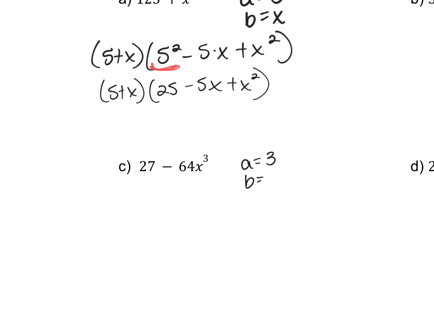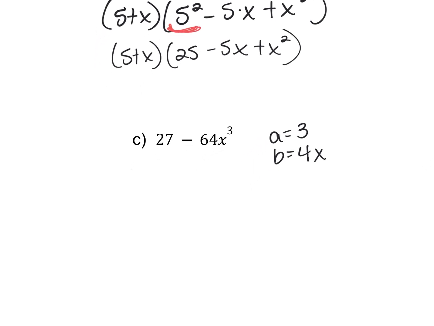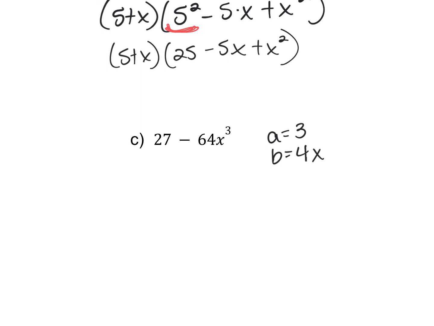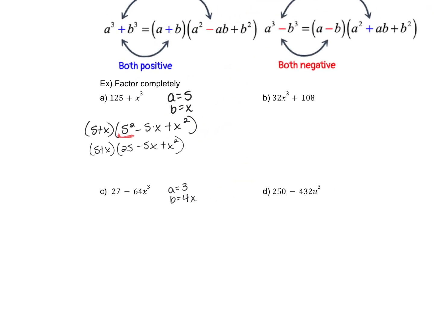Some of you may be tempted to say 8, but we're in cube rootville, so we're not talking about square roots. It is 4. That's a common mistake people put. They'll put 8 right there because they're thinking square roots. So this would be 4x. All right, let's plug this into my formula. So I would have, it's the subtraction formula up over there on the right. So it would be 3 minus 4x times 3 squared plus 3 times 4x plus 4x squared.